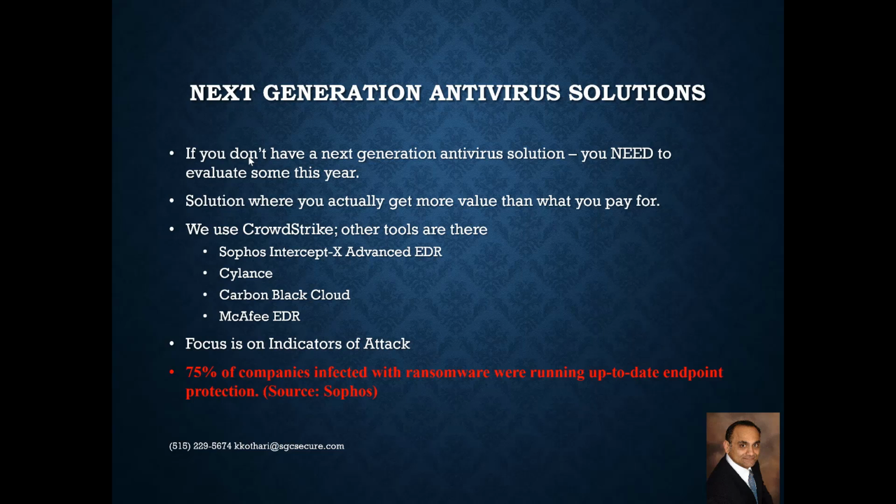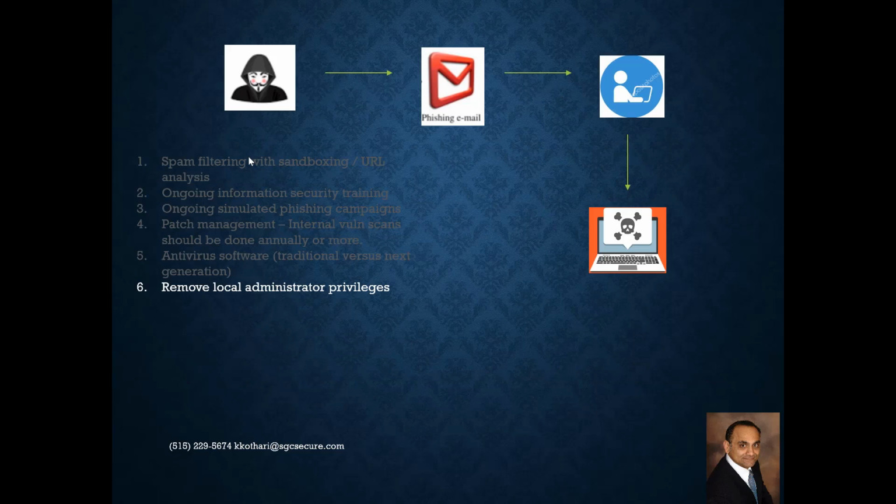And so the focus again is on indicators of attack, and I can't overemphasize the stat there. 75% of companies infected with ransomware were running up-to-date endpoint protection. And so when we look through this, again, we see our spam filtering, we see our information security training, we see that patch management is vitally important, that antivirus software, even the traditional version, is important. And then we also see the need to at least evaluate next generation antivirus solutions.